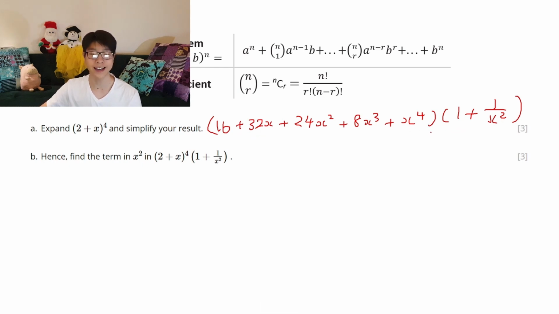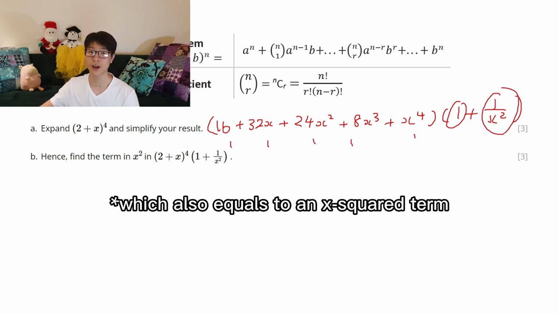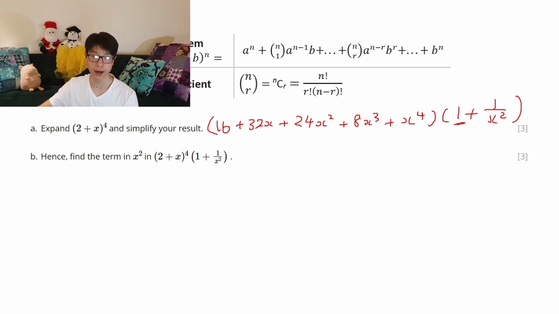So we need to find a number out of these 5, which multiplied by 1 will give us an x squared, and we'll need to add that to the product of one of these terms with the second term in this binomial right here. So let's start with the 1 over here right now. What number out of these 5 multiplied by 1 will give us an x squared term? Well, obviously it would be the 24x squared, because 24x squared multiplied by 1 will just give us 24x squared.